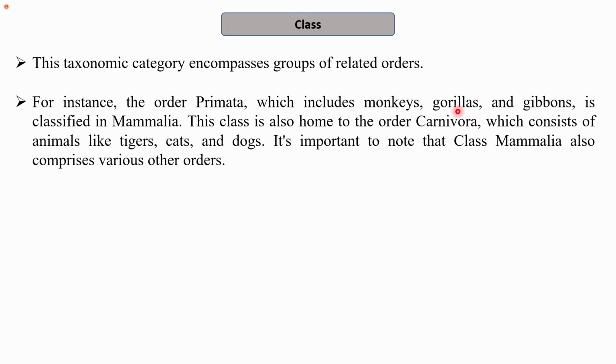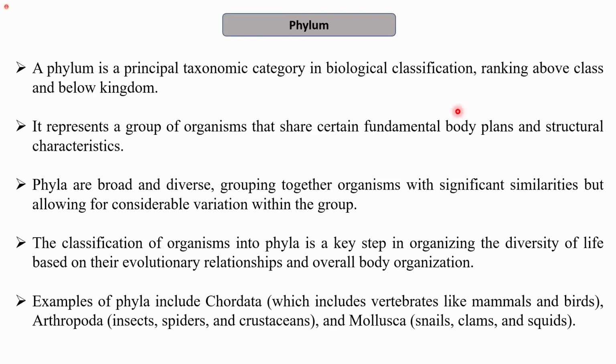Next is a phylum. A phylum is a taxonomic category in biological classification that ranks above the class but below the kingdom. It represents certain fundamental body plans and structural characteristics. So phyla are broad and diverse. It groups together similarities, but allows for considerable variation within the group. So again, it encompasses the different classes that share similar characteristics.